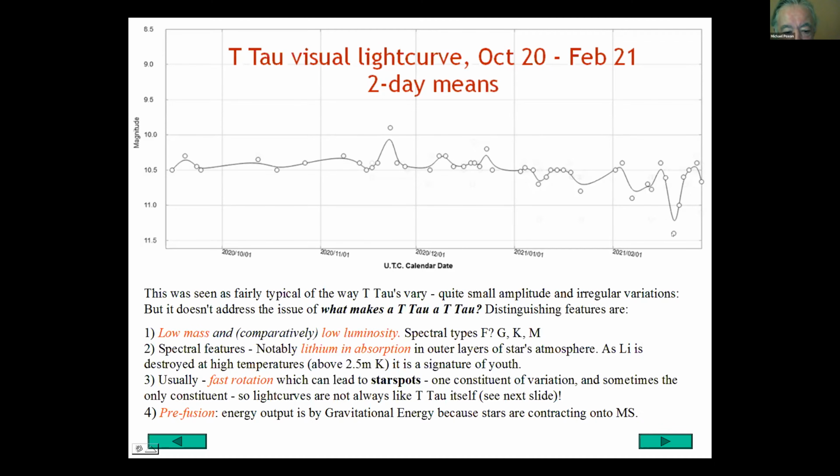The one thing that does mark them out is the fact that they have the element lithium in absorption. So it's in the upper layers of the star's atmosphere. And there's very good reason for that. Lithium is destroyed at temperatures above 2.4 million degrees Kelvin. So anywhere near the center of the star, where obviously it's hotter, you don't find lithium. So we can say that lithium is a signature of youth in stars.